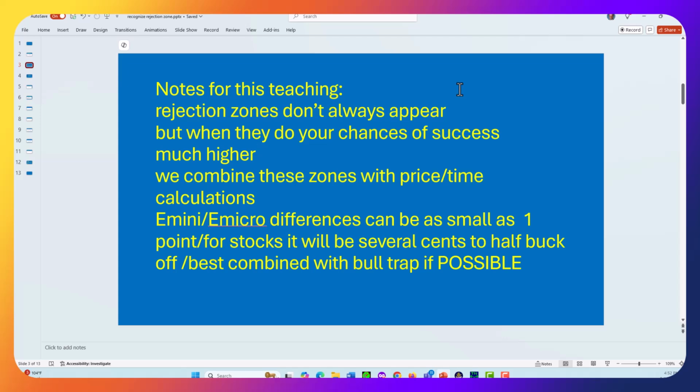What we do is we combine these zones with price and time calculations. And as you've already seen on the gold chart, it's not exactly to the point or 1 point difference, but on the E-mini, E-micro, the differences from the secondary high to the absolute high can be as small as 1 point. For stocks, it will be several cents to a half a buck off, or even a few points, not many. And it's best to combine it with a bull trap if possible.